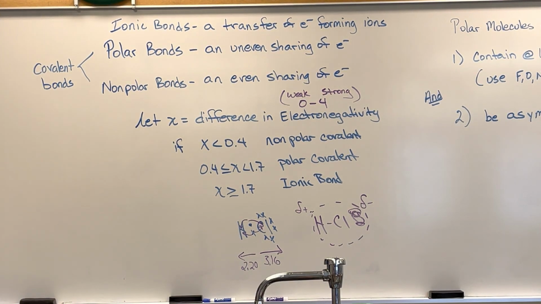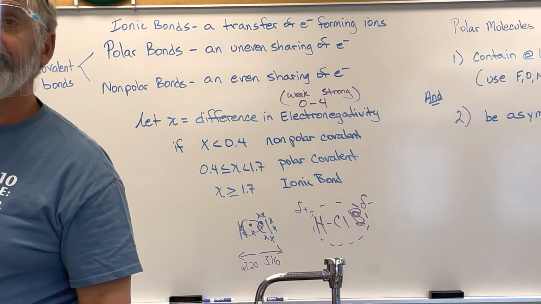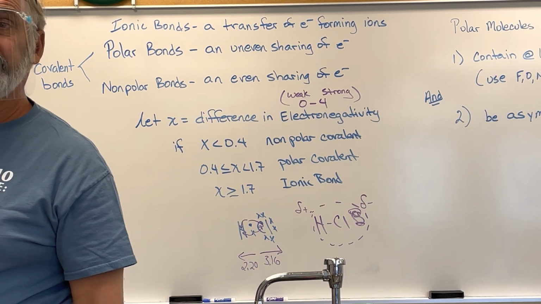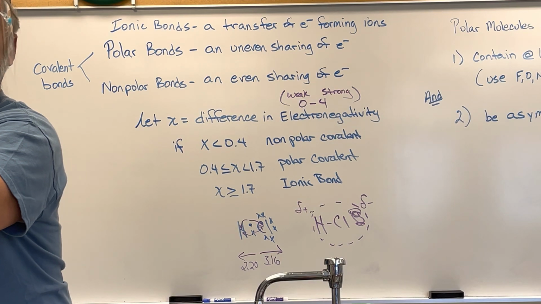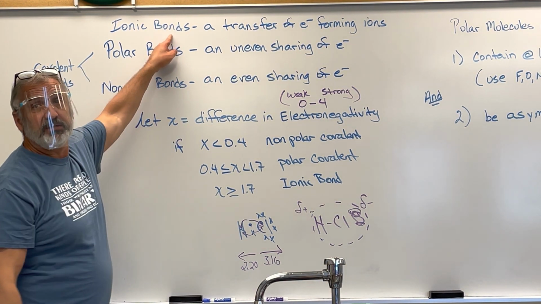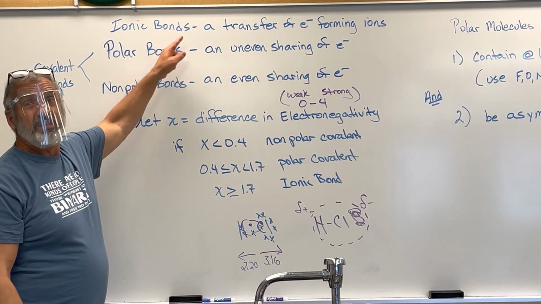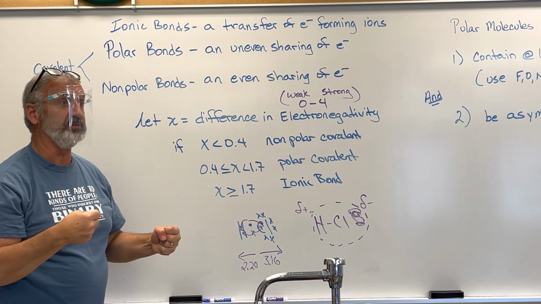And so, as a whole, the alkali metals have the lowest electronegativities. The halogens as a family have the highest electronegativities. So when you put an alkali metal and a halogen together, you have a big difference in electronegativity. We have an ionic bond. They're so different in electronegativities that one can just take the electron from the other one.